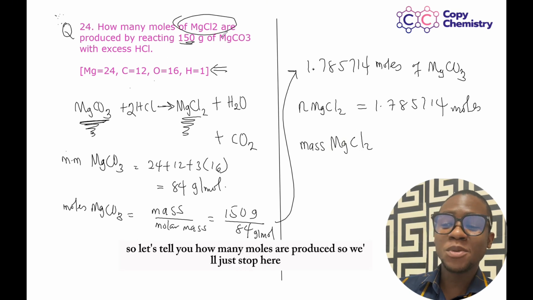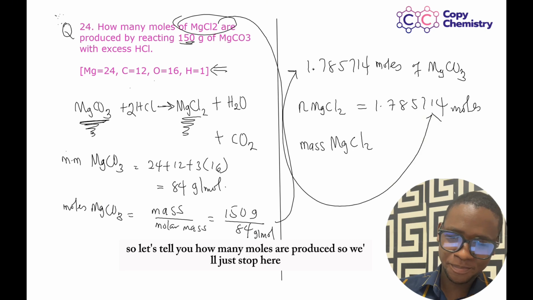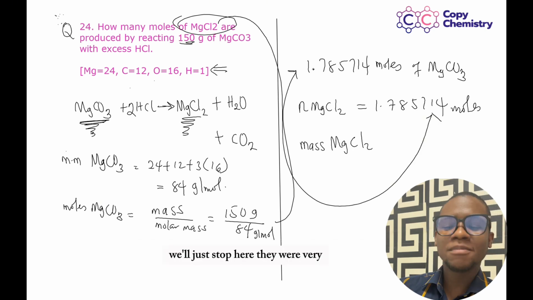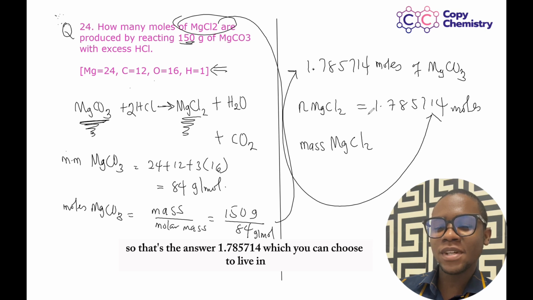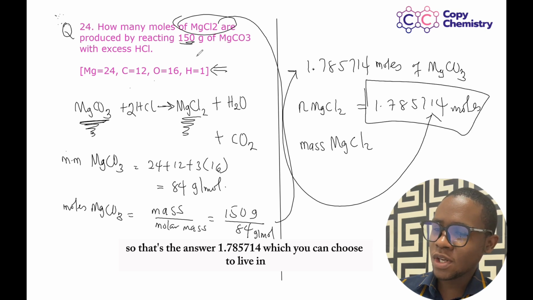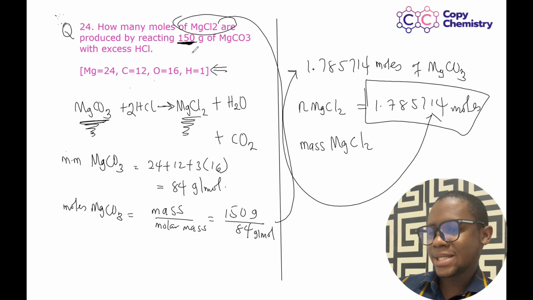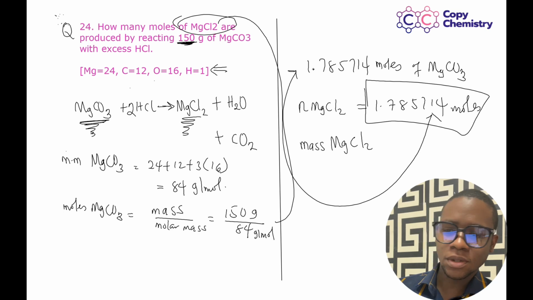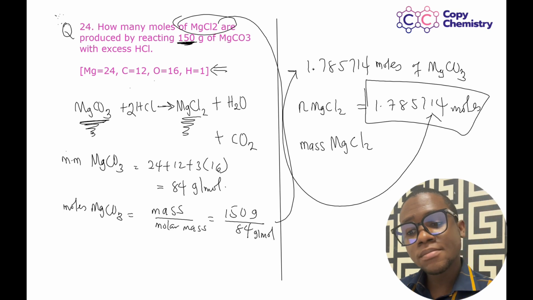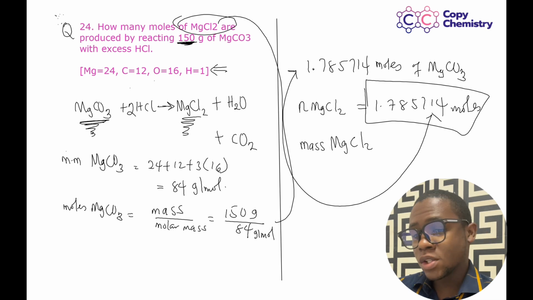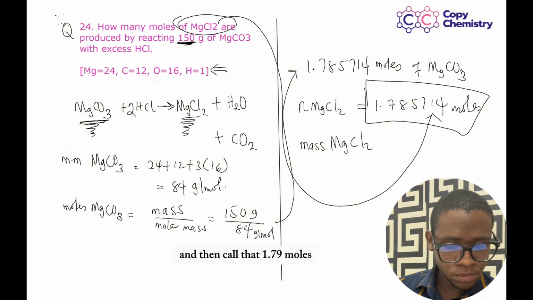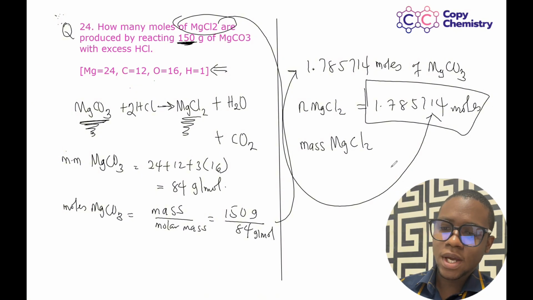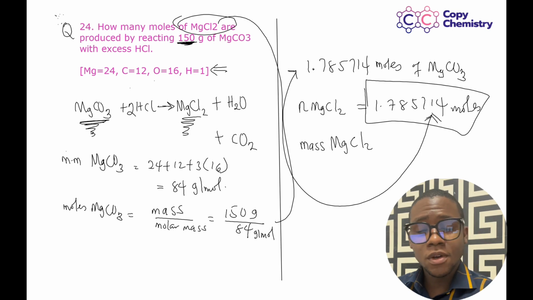Alright, so they say how many moles are produced, so we'll just stop here. They were very kind. So that's the answer, 1.785714, which you can choose to leave in, let's say 2 sig figs if you want, and call that 1.8, or 3 sig figs if you want, and then call that 1.79 moles. Okay, so that is your answer, and this is the process of solving it.